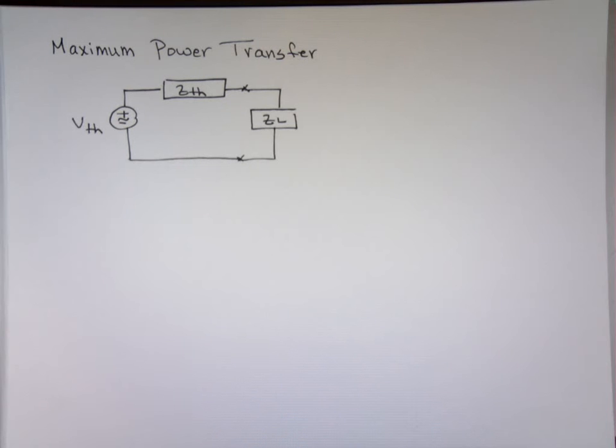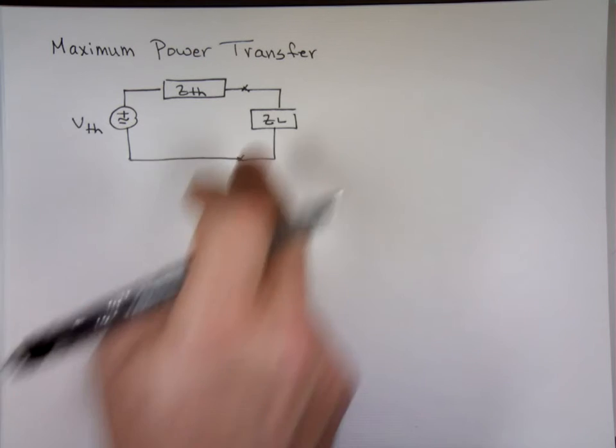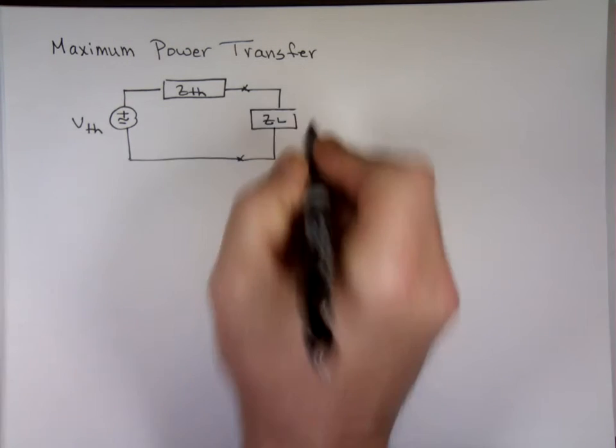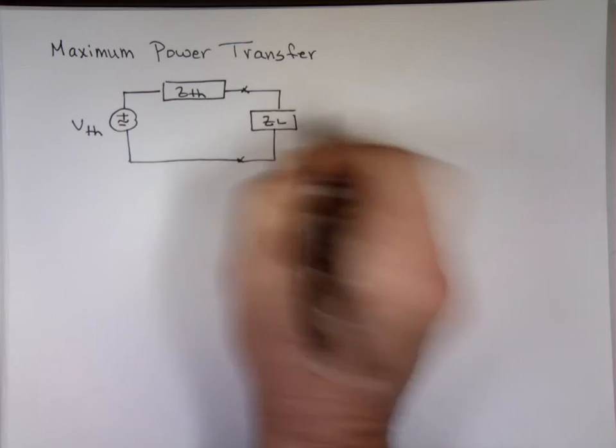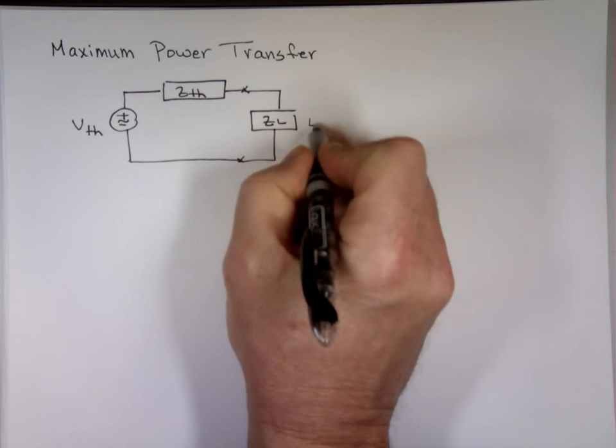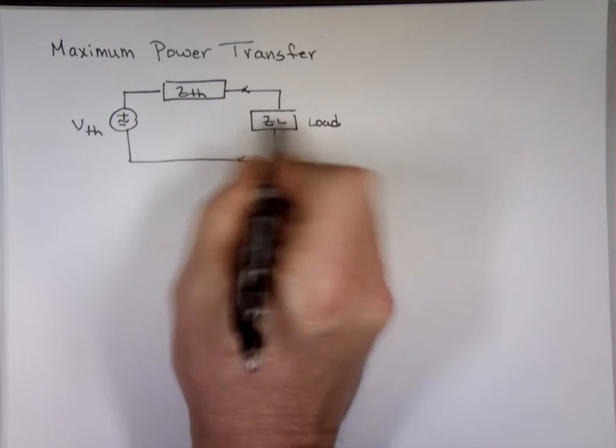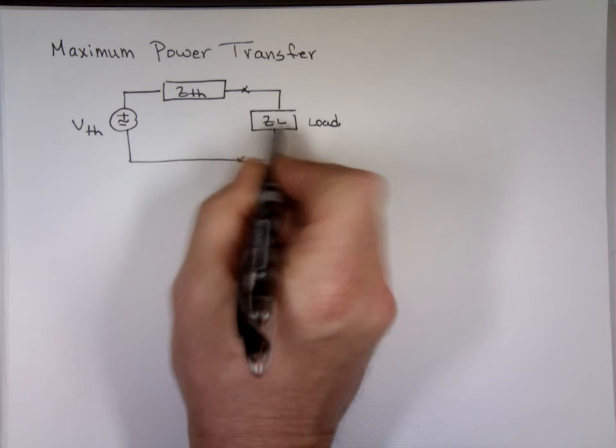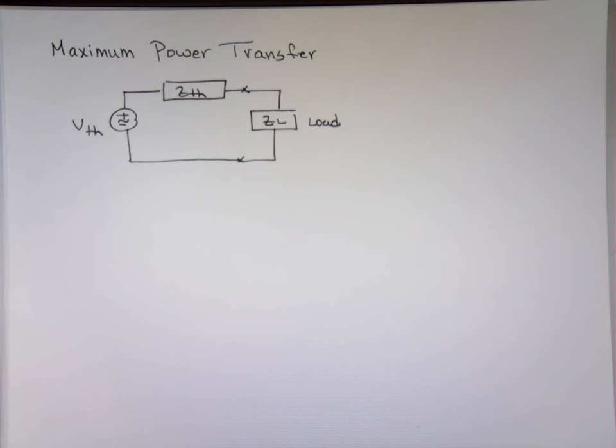Redo the video now. We're going to calculate the maximum power transfer. What should ZL be to give me maximum power transfer? This is my load here. That's why we call it ZL, which stands for load. So this is my load, and I want to know what value of Z I should put for the load to get a maximum power transfer.